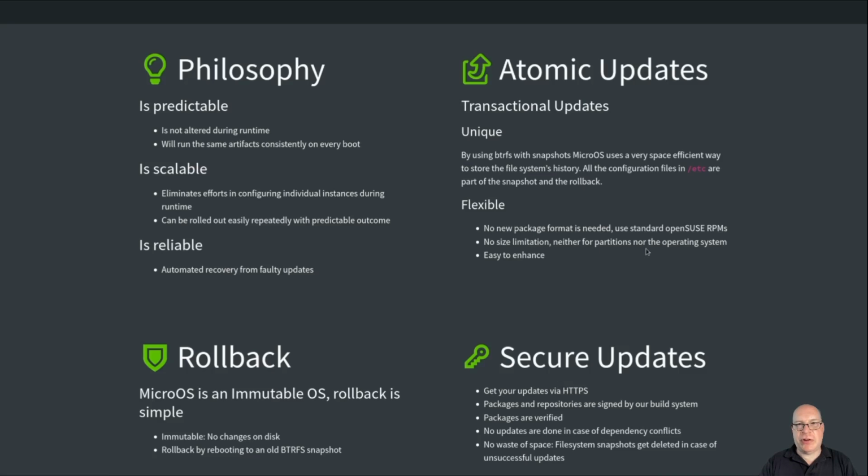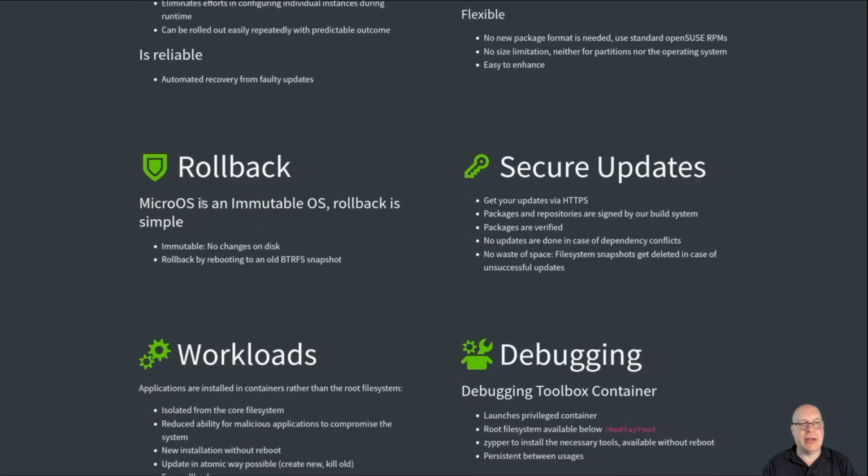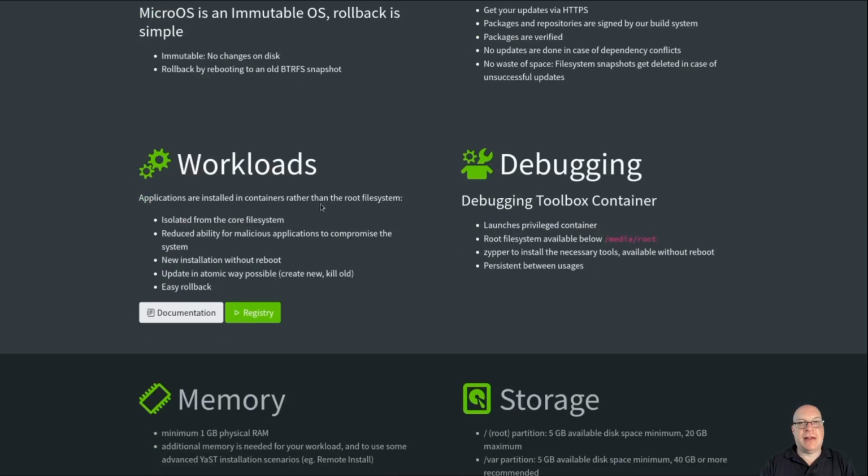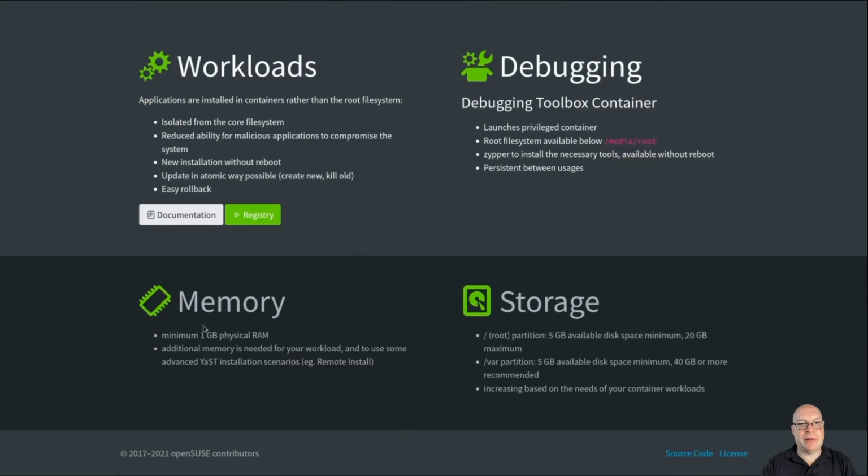So it's flexible, so no new package format is needed. It uses standard openSUSE Tumbleweed RPMs. Yeah, as I mentioned earlier, it's an immutable OS. Rollback is simple. We'll demonstrate that today. Simplicity itself. Secure updates, so packages are verified. Some say Tumbleweed rolling packages are very stable and reliable. For a rolling distro, it's very important. So you can do new installation without reboot. Update in atomic way possible.